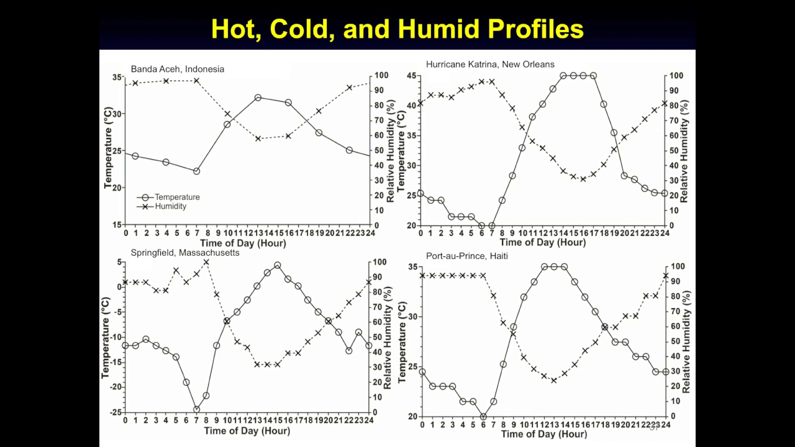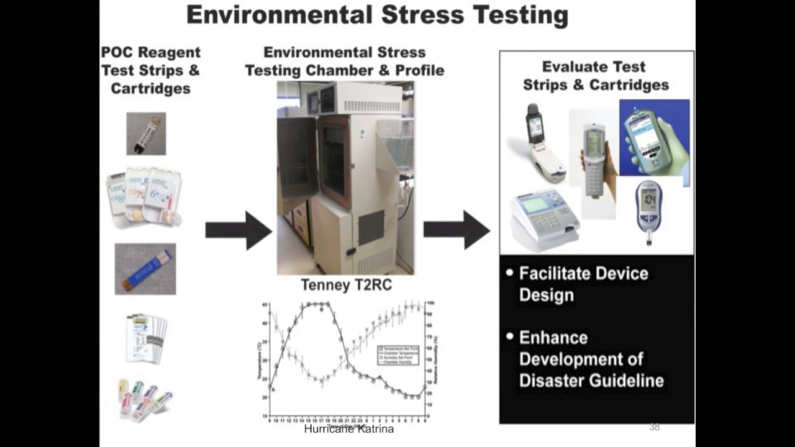In our center, we have formulated a scientific approach to dealing with this, as shown in slide 37. We have devised temperature and humidity profiles that are applicable to these different sites of major natural disasters, such as Indonesia, New Orleans, Massachusetts area, and Haiti. And we use these, as you see in slide 38, as the driving principles in our environmental stress testing chambers to assess the robustness of point-of-care reagent test strips and cartridges.